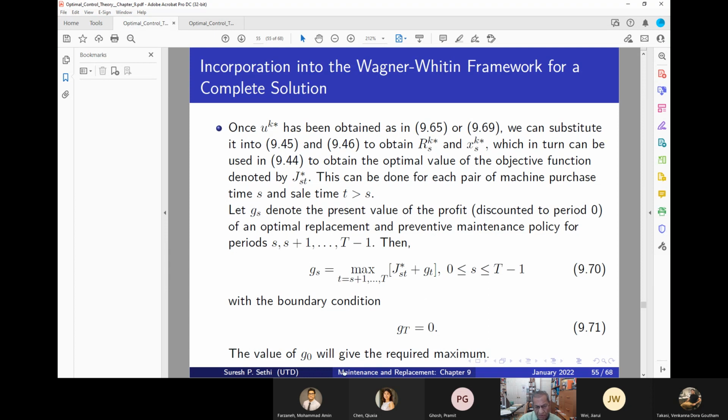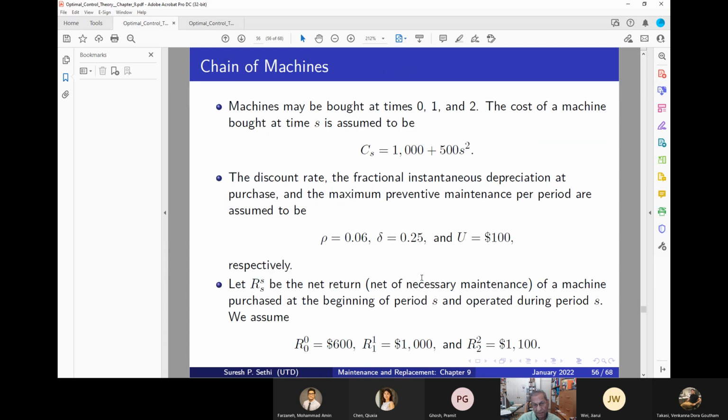The value of G0 will be required minimum. So I solve this dynamic programming, I have to go all the way to 0. It's a backward induction. I start from GT, then I go all the way to 0, G0. So that's Wagner-Whitin. It's simple, but that's what it is.